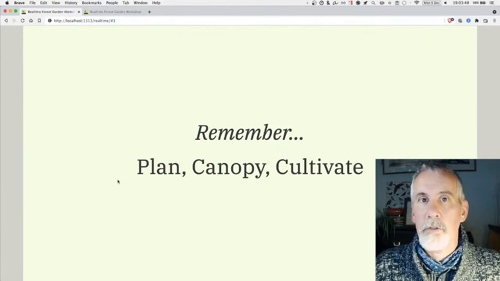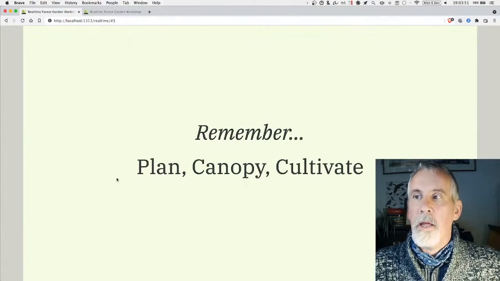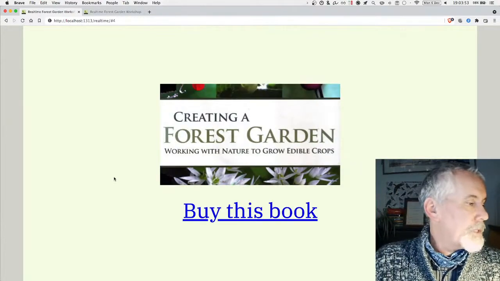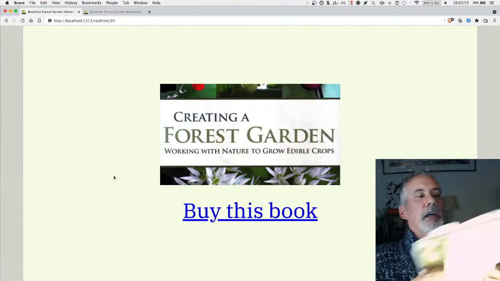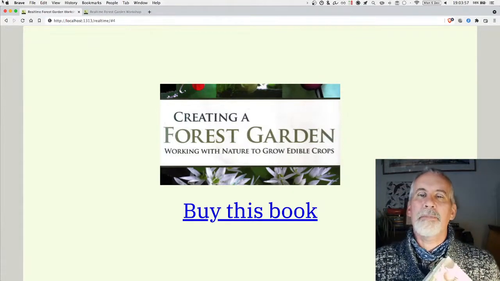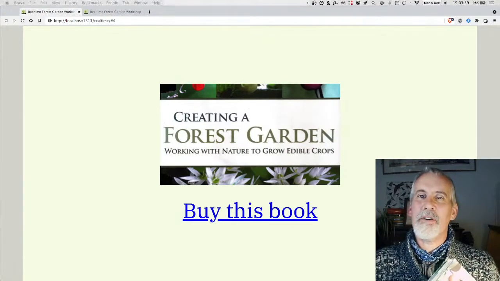If you are interested in a forest garden, buy this book is what I would say. Cool Temperate Forest Garden book. This is fantastic. This is Martin Crawford's Creating a Forest Garden.